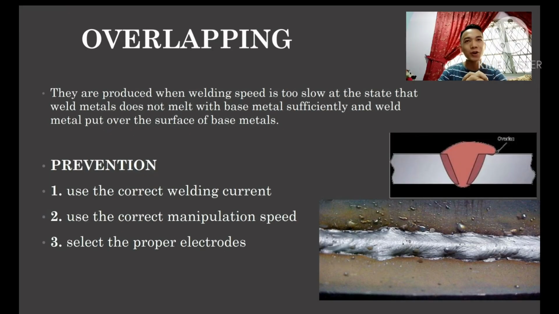Okay, let's move on to overlapping. They are produced when welding speed is too slow, at the state that weld metals do not melt with base metal sufficiently and weld metal is put over the surface of base metals. So, prevention. The first one is use the correct welding current. The second one is use the correct manipulation speed. The third one is select the proper electrode.